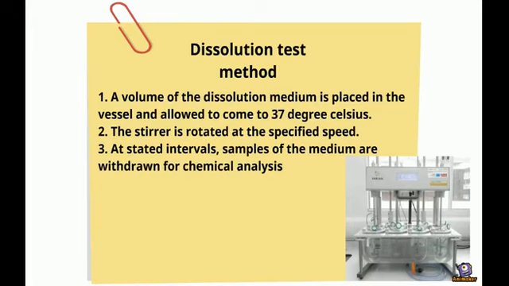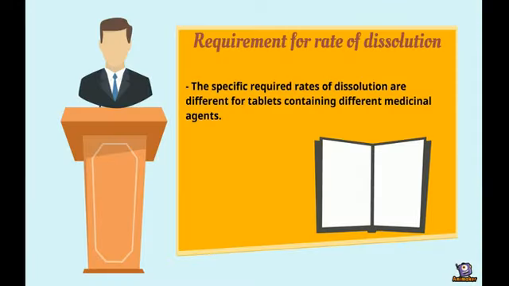Dissolution test method. A volume of the dissolution medium is placed in the vessel and allowed to come to 37 degrees Celsius. The stirrer is rotated at the specified speed. At stated intervals, samples of the medium are withdrawn for chemical analysis. Requirement for rate of dissolution. The specific required rates of dissolution are different for tablets containing different medicinal agents.